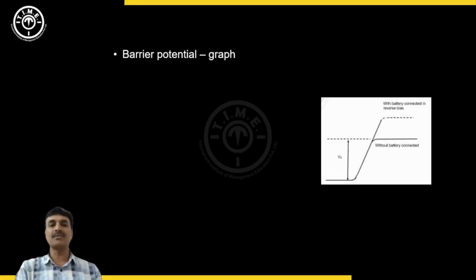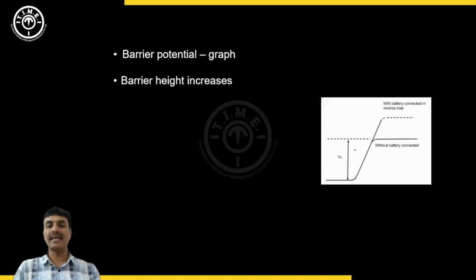Now, in reverse bias mode, the barrier potential increases, the barrier height increases clearly. See, without the battery connected, V0 is the potential across the diode, but when the battery is connected, it increases by another V.